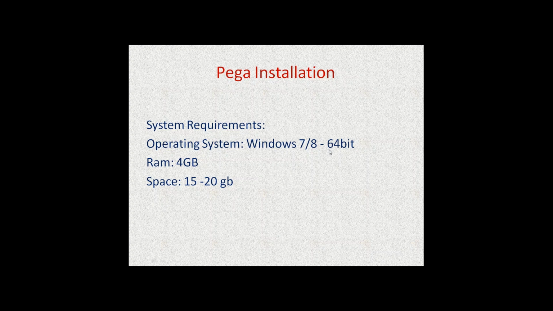Not 32-bit, so make sure you have a 64-bit operating system. The minimum RAM size is 4 GB, and the minimum space required is 15 to 20 GB of free space. With these minimum system requirements, anyone can install this PEGA software.